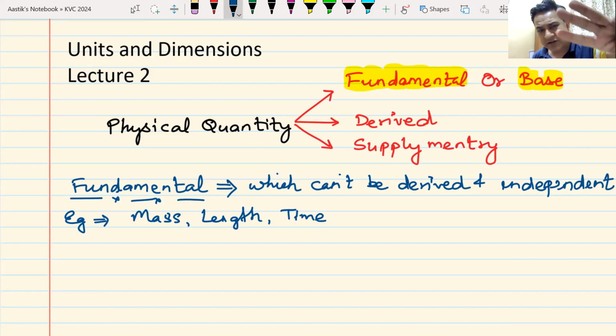Are there only three fundamental quantities? Or are there more fundamental quantities? What do you think? Any idea how many fundamental quantities there are? Yes, that is correct, sir. There are seven fundamental physical quantities.